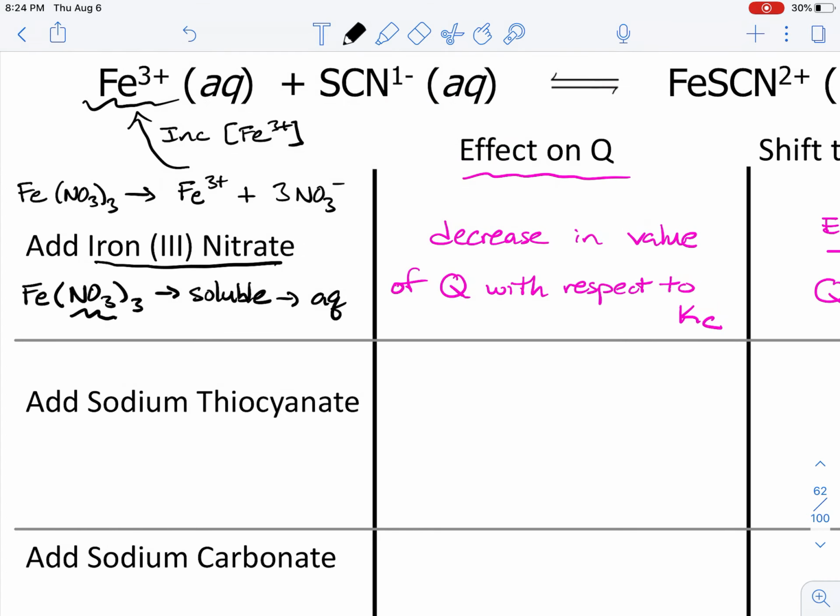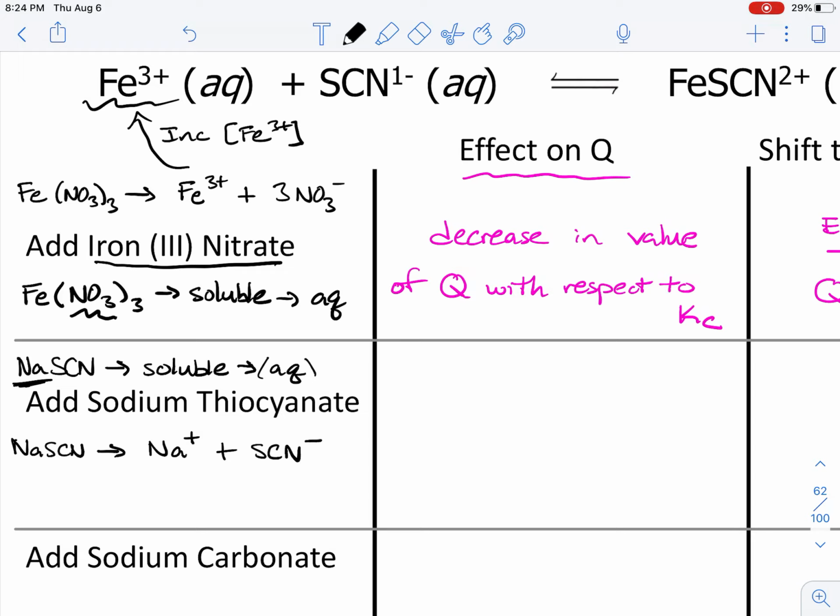So here we're going to add sodium thiocyanate. And so sodium thiocyanate is NaSCN. And so if you recall, any group 1A element that's attached to an anion, in terms of its solubility, is going to be soluble. So therefore it's aqueous. And what that means is that if you take sodium thiocyanate and drop it in solution, then sodium is going to separate out from thiocyanate.